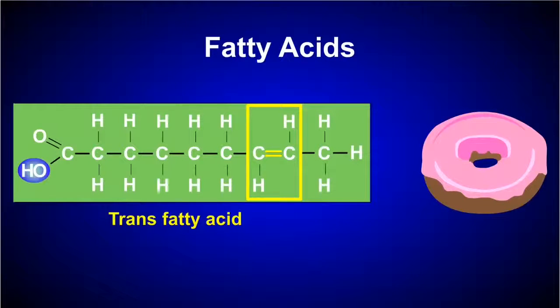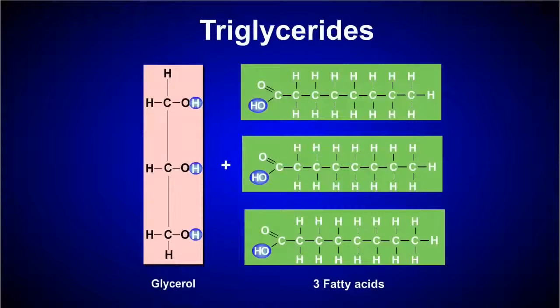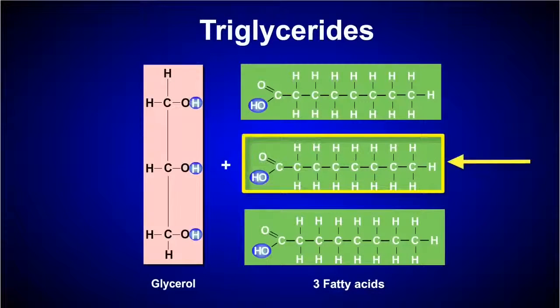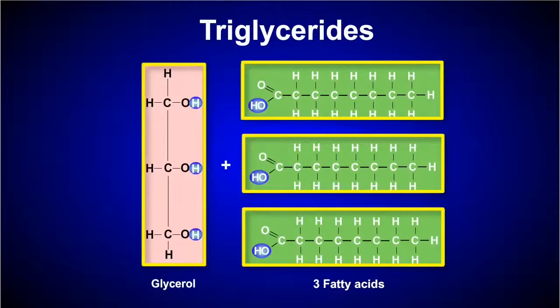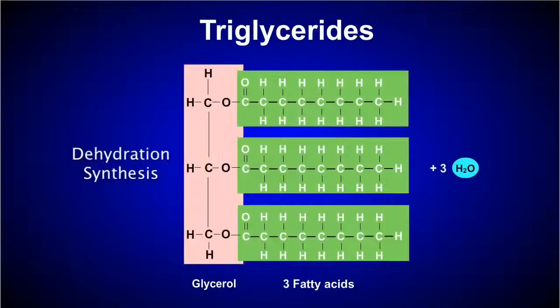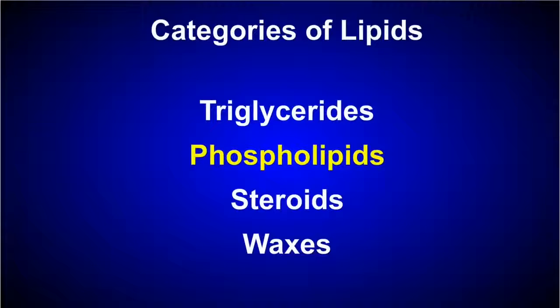Now that you understand a little bit about fatty acids, let's zoom back out and look at how the triglyceride subunits fit together. Remember, a fatty acid is only a small part of a triglyceride. To become a triglyceride, 3 separate fatty acids have to bond with a glycerol molecule through the process of dehydration synthesis. Let's move on to the next category of lipids, which is phospholipids.